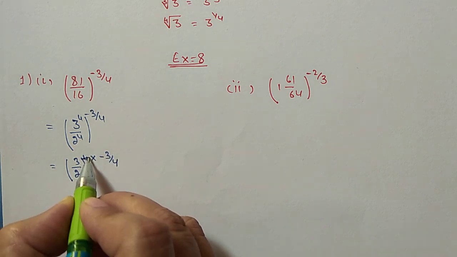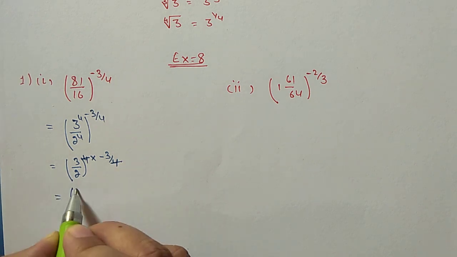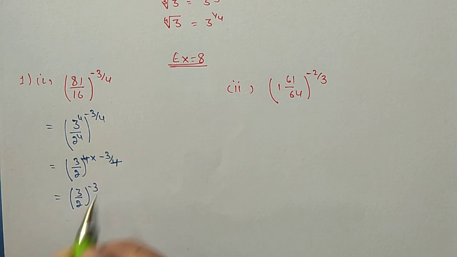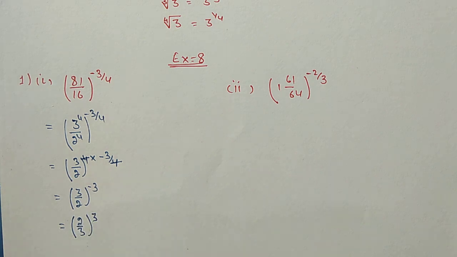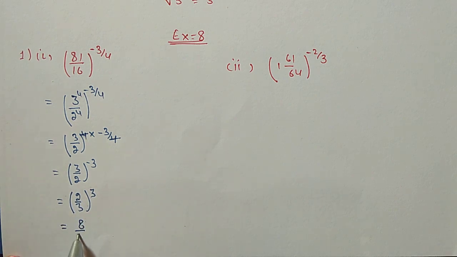Now this 4 is in the numerator, this is in the denominator, so it will become 3 by 2 to the power minus 3. 4 and 4 we can cancel out. Again this minus 3 we have to change into plus. So we have to reciprocal it, it will become 2 by 3 to the power 3. 2 by 3 to the power 3 means 2 by 3 into 2 by 3 into 2 by 3, which will become 8 by 27.